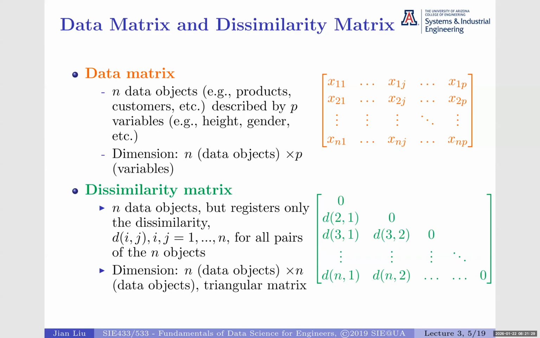We have n data objects. Each row in this data matrix represents a data object. So each row is a data object. Then each column is a feature or variable. So we have n data objects, each of which is modeled by p variables. So we have an n by p matrix. That is the dimension of the data matrix. So usually, if we name this matrix as big X, this X we can give the subscript n times p.